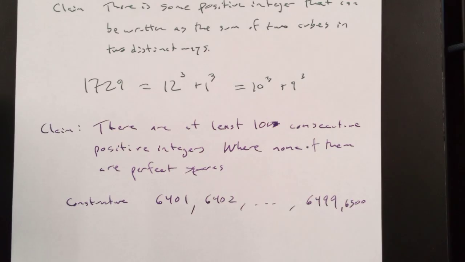Blake, which one did you pick? 6,464. The square root is 80.399. Right? Point something. It's not a whole number. Now, the obvious answer to this is, how the heck did you figure this out? Here's a non-constructive proof.